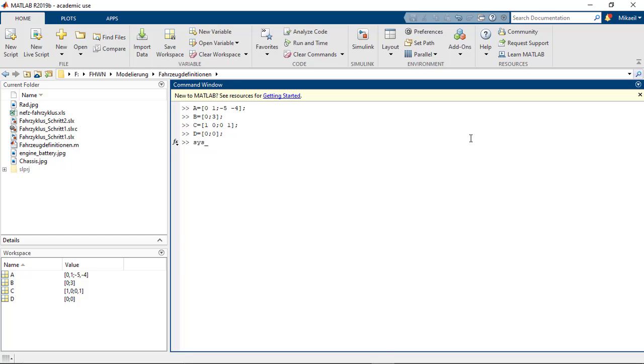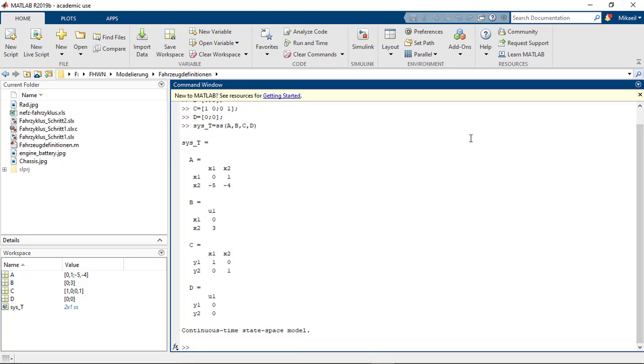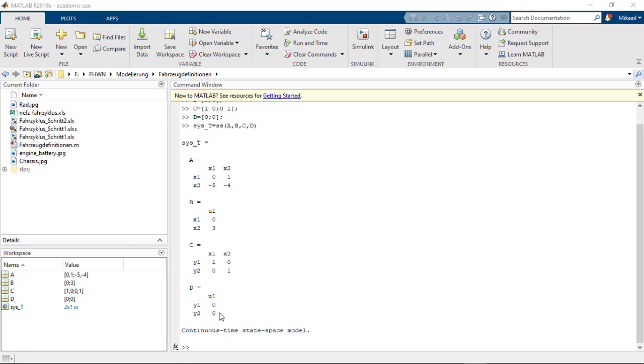Right here, system T is equal state space A, B, C, and D. As you see, we got matrix A, B, C, and D.